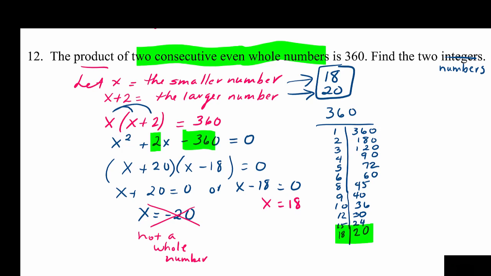So the two consecutive whole numbers whose product is 360 are 18 and 20. That would be our conclusion statement. And let's do one more.